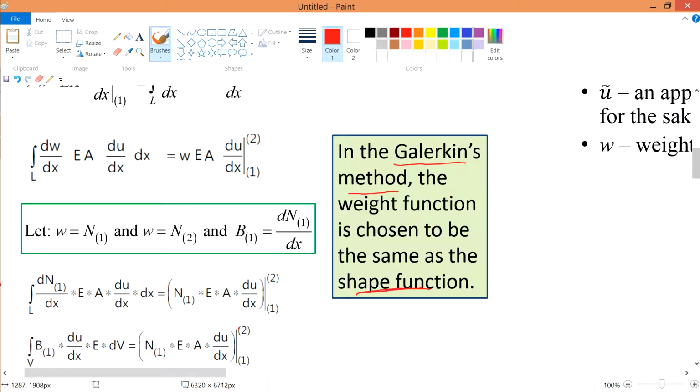Nonetheless, Galerkin's method will sub in the shape function as your weight function, W. So for this case, my W over here, I'll sub it as N1. My W over here, I'll sub it as N1 as well, while the rest are the same. I didn't cheat you, you can double check. The U, the X, everything are all the same. So next step, let's continue.